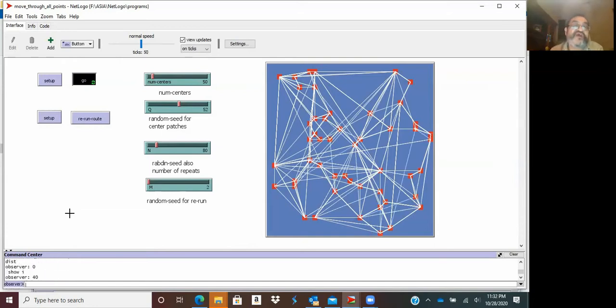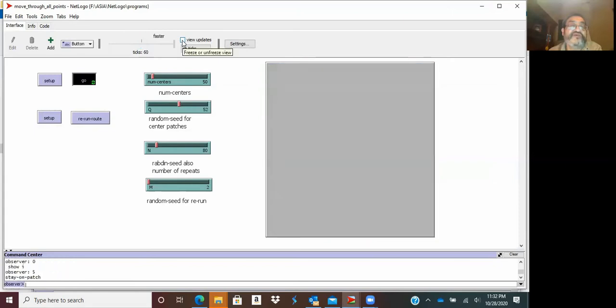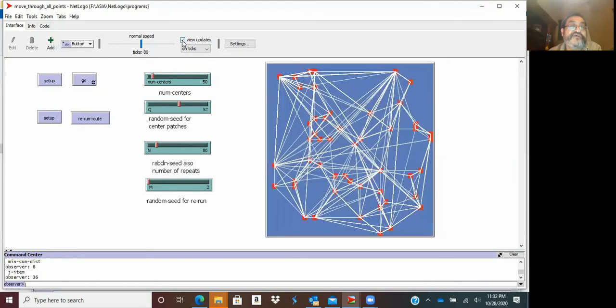You can make this process faster by taking this out. This will update. If you do not update the view, it can run faster. Okay, you can see 60, 63, 64, 65. So now we come close. So now we have 80 different routes.